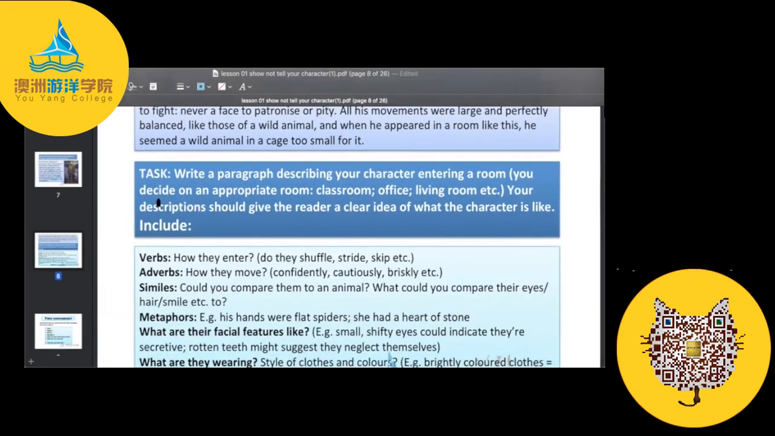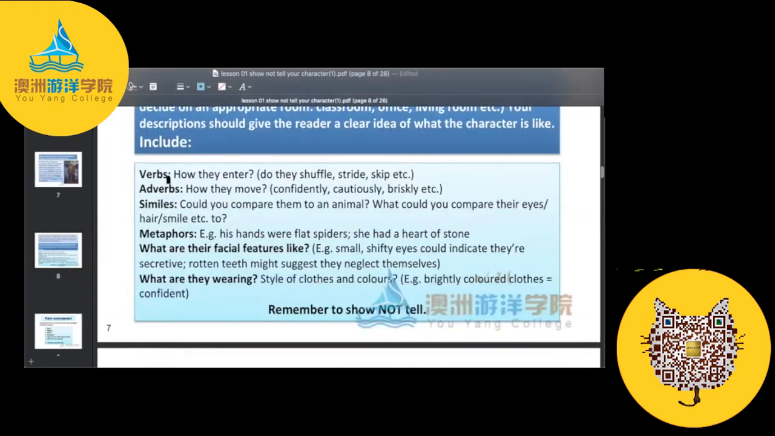Okay, so now what we're going to do is write a paragraph about your character entering a room. It can be whatever room makes sense, whether it's a classroom, an office, a living room. Your description should give the reader a clear idea of what the character is like. So, things that you should include.